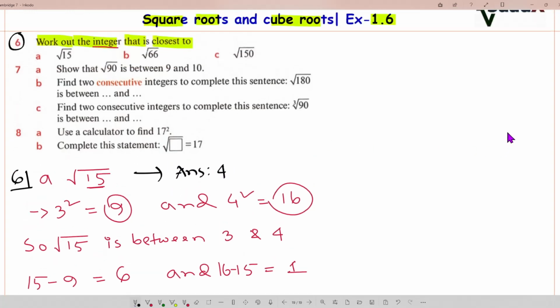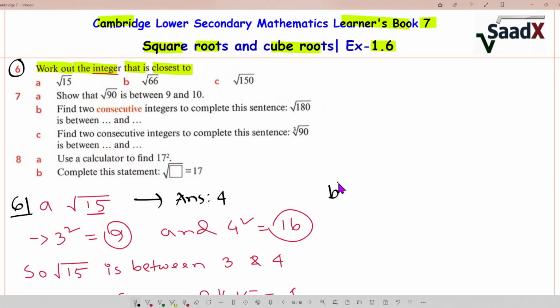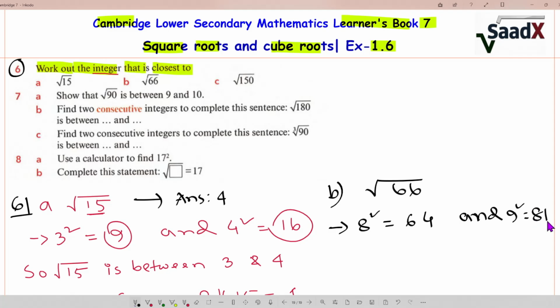So our answer is 4. Okay. Number B, root 66. Similar. So 8 square is 64 and 9 square is what? 81. So 66 is between 64 and 81.